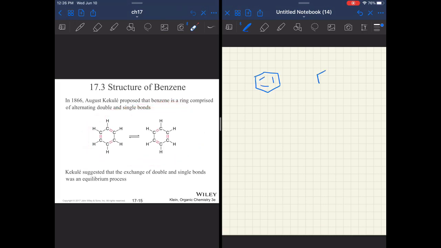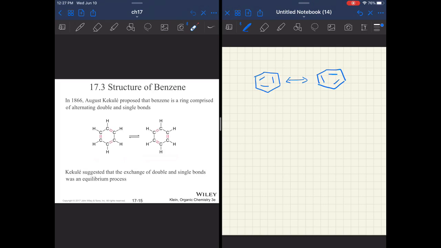Can you tell just by looking what that mistake was? This is an equilibrium arrow. He didn't understand the idea of resonance yet. The double bonds in the benzene ring are alternating as you go from the left to the right structure.